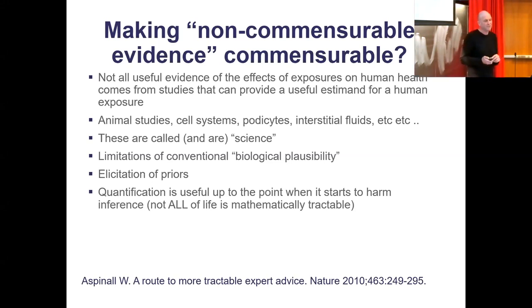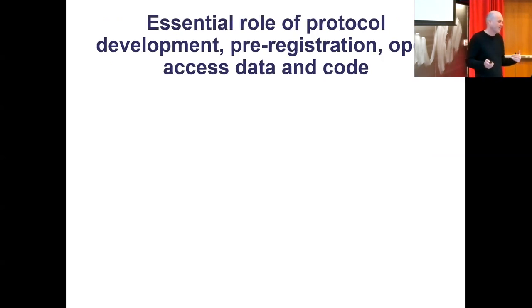And quantification is useful up to the point where it starts to do harm. I think it might do harm when, because some form of knowledge, some form of science isn't reducible to an estimand for the effect of a particular exposure on human health, we then say it's less valuable. That seems unlikely, given the way the world is actually organized, that the things you can actually make estimates for are the more important components of biological approaches to how disease occurs. So I think we need some way of not using that as a category for what is admissible evidence.